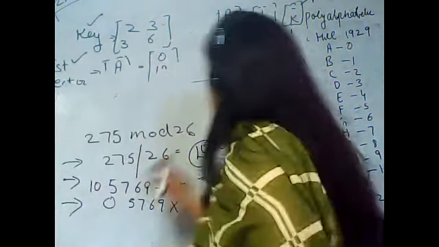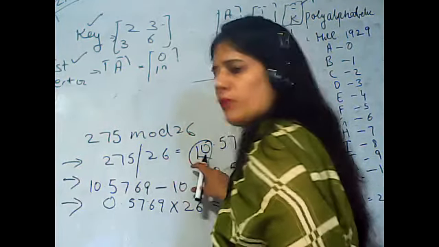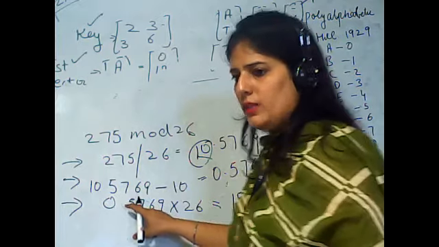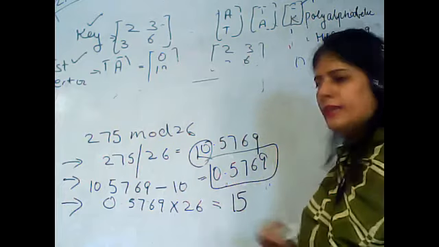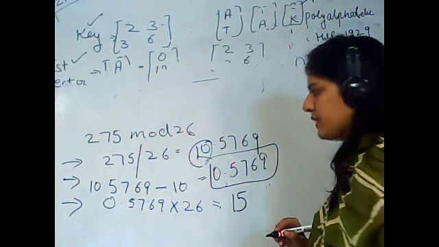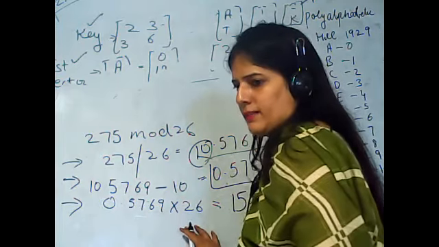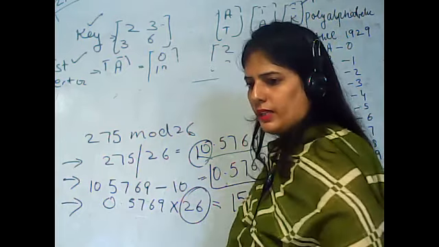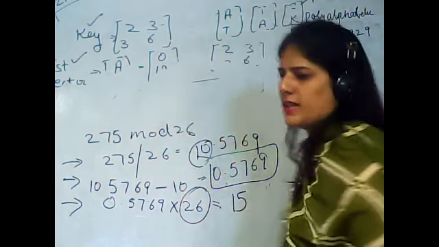After this, whatever comes before the decimal point, just subtract that part from this number, and you will be getting this number here, that is 0.569. After that you can multiply this number by 26, because you are finding that particular modulus with 26, and this is the answer that you will be getting.